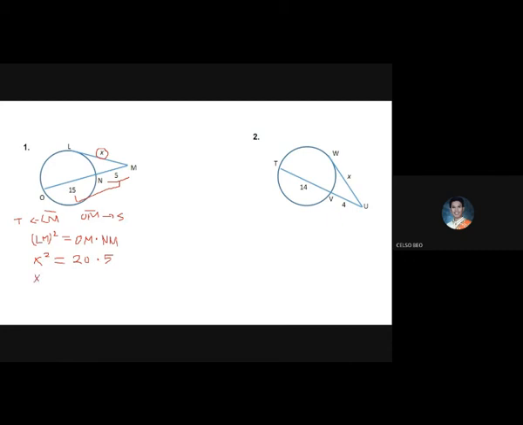So, meron tayo ritong x squared equals 20 times 5 is 100. Okay. So, but the only thing we need is the value of x. Meron tayong x squared. So, gagawin lang natin, get the square root of both sides. Sorry. Isin natin. So, kunin natin yung square root both sides.